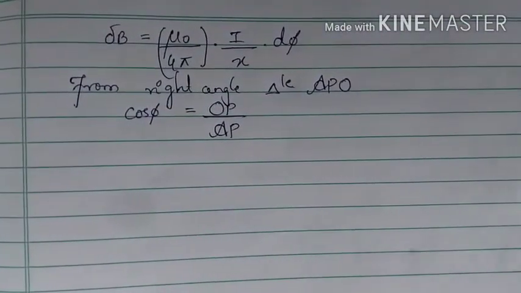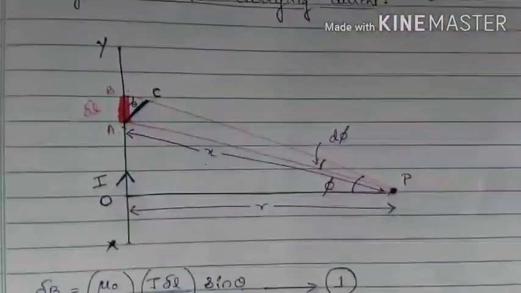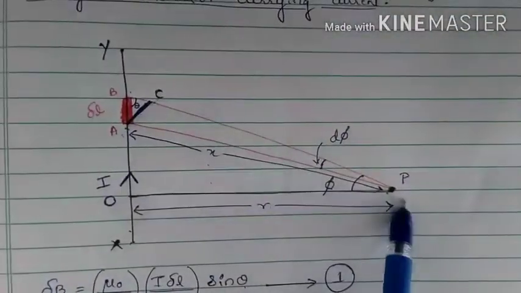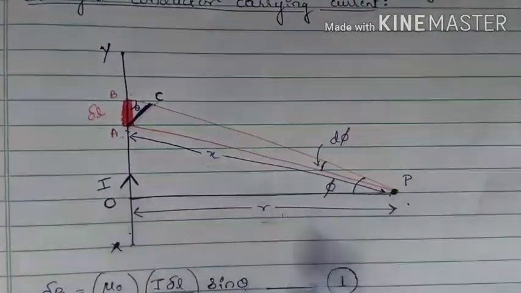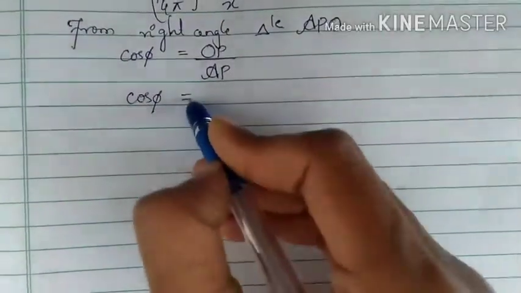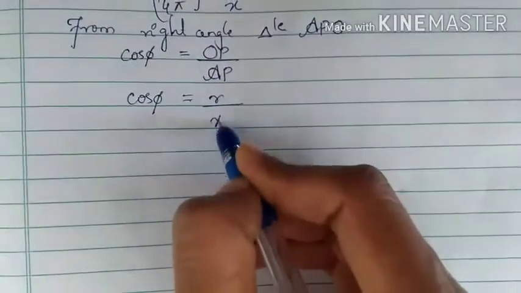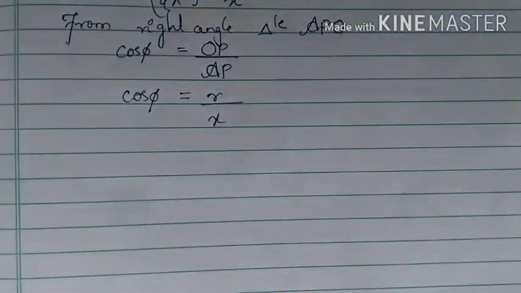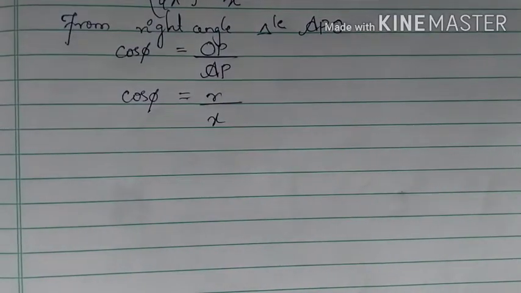So what is OP and what is AP? From the diagram, if you see, OP is R and AP is X. So substitute that here. Cos phi is equal to OP is R, AP is X. So we got cos phi as R by X.